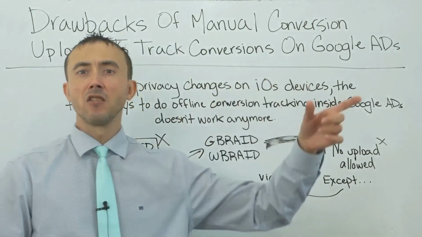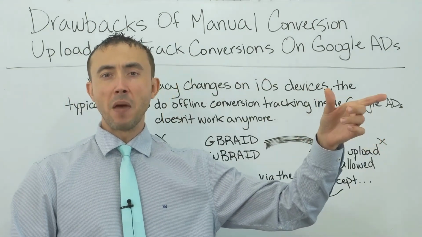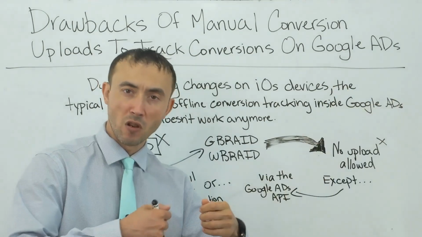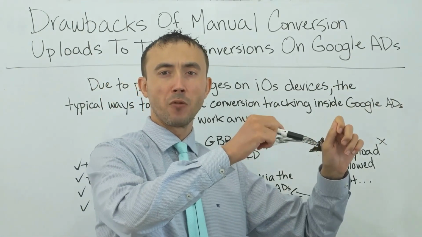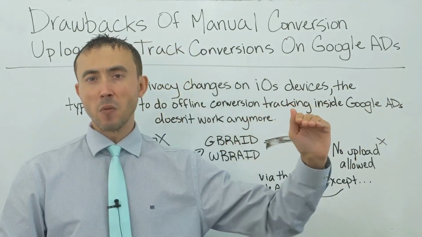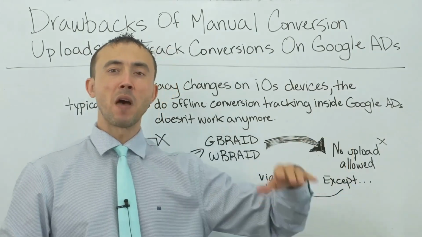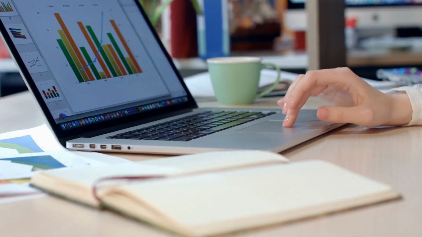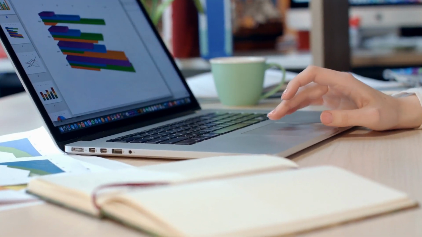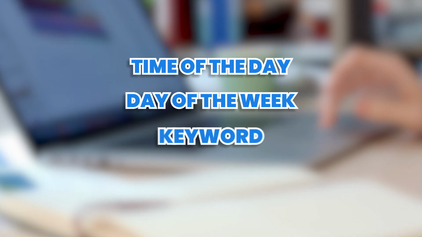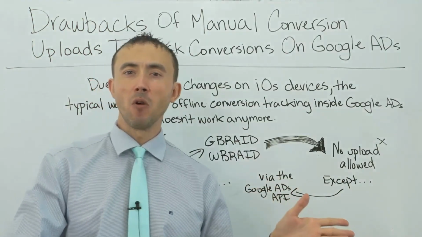If you know that person later on bought from you through the phone, you would give that serial number back to Google through a manual process, where you could take a spreadsheet and upload it to Google through their system, saying this serial number had actually bought and here's how much they spent. Then the data would show up in your account showing where that purchase came from: time of the day, day of the week, the keyword, the ad, all of it. And that's basically how it worked.